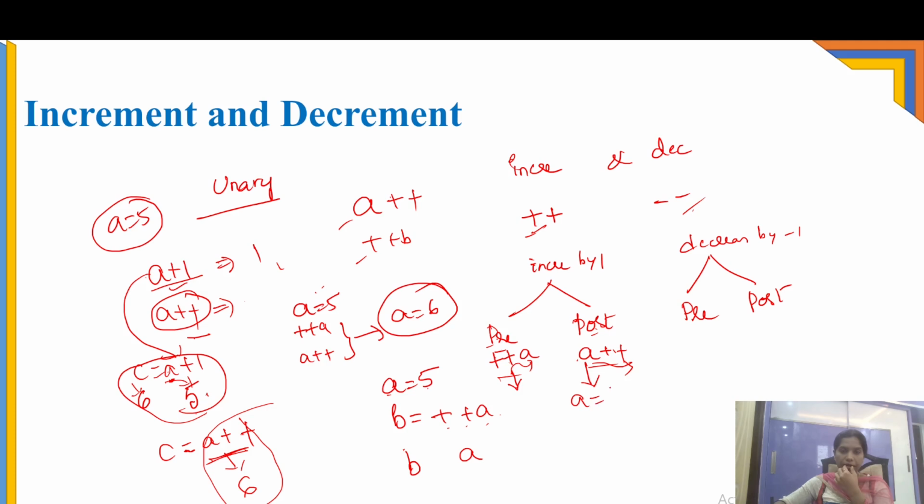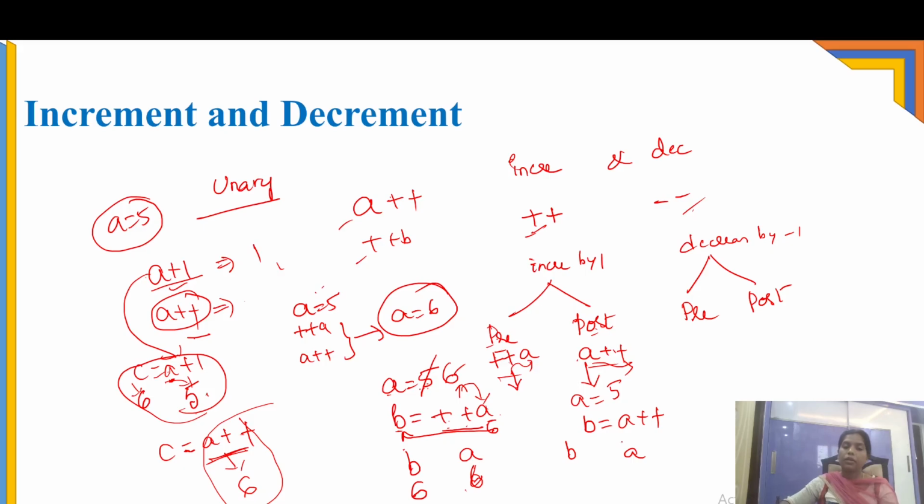Here also we will do the same. A equals 5, B equals A plus plus. What are the values of B and A? So listen carefully. See here, A equals 5, B equals plus plus A. So pre-increment means increase the value by 1 and then assign. So first increase A's value to 6, then it will be assigned to B. So in this case B's value will be 6, and A's value is also 6.